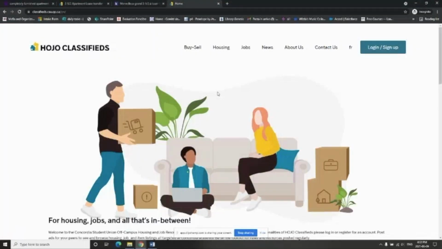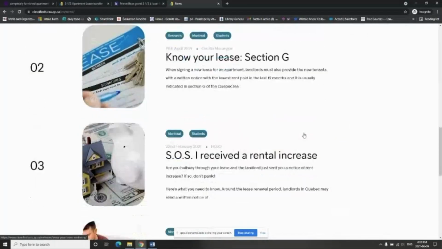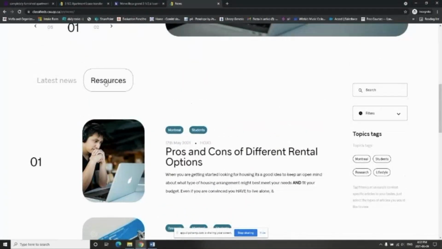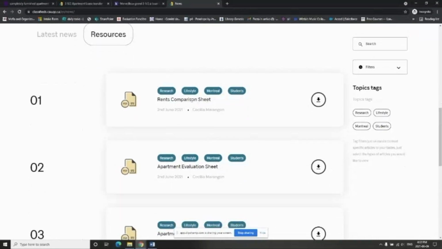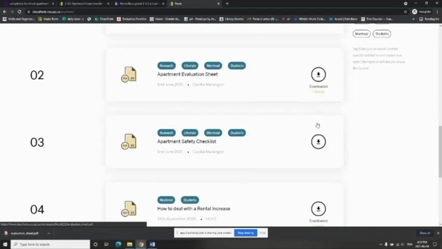This is our website, again, the HOJO Classifieds. If you go into the news section, you have access to all articles we have been writing and publishing about housing rights and working rights on our website. And if you click on resources, you will actually find, and you can download for free, the PDF version of some checklist. For example, the rent comparison one that we just saw in a Word version, an apartment evaluation one that I'm going to show you how it looks like after downloading, and a safety checklist.